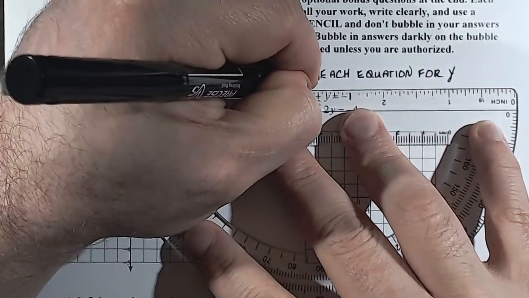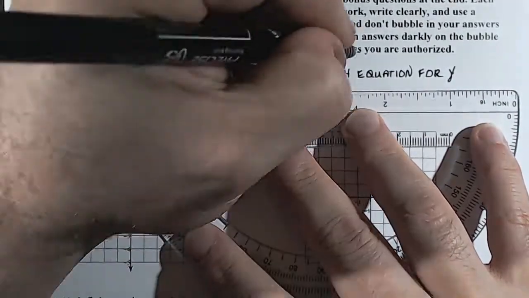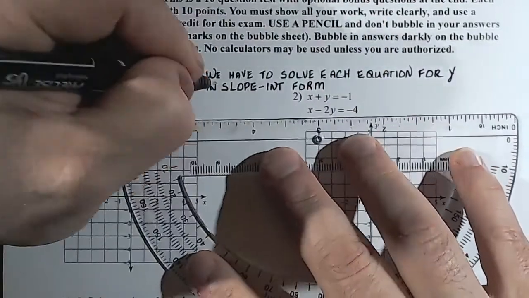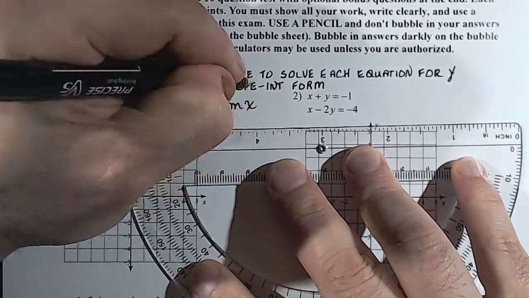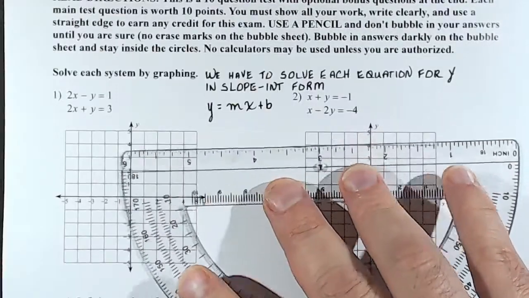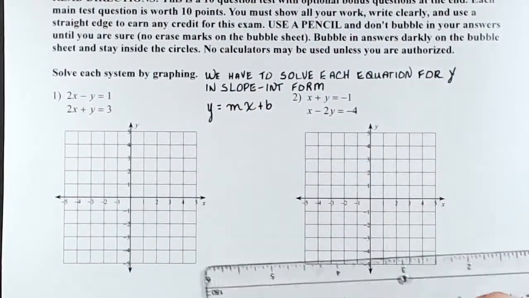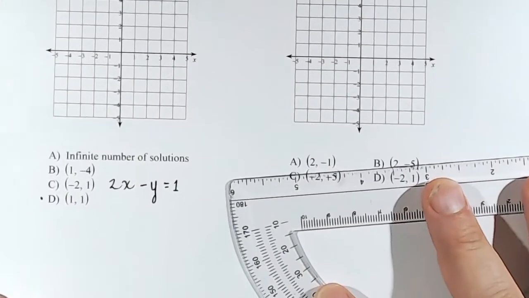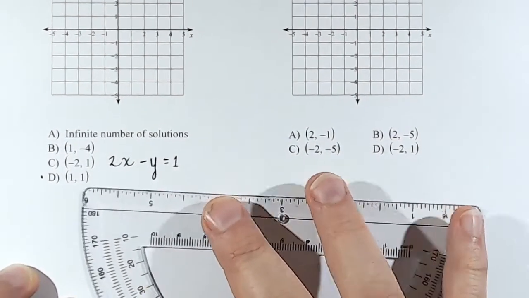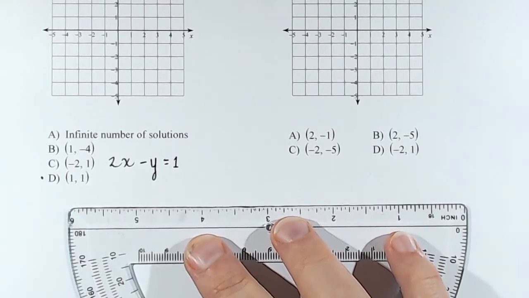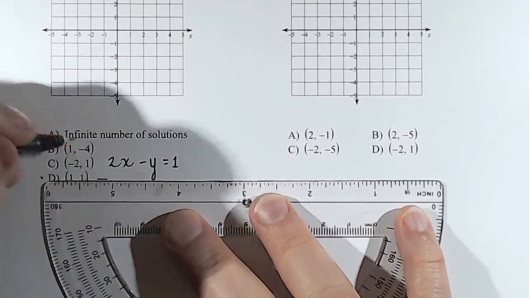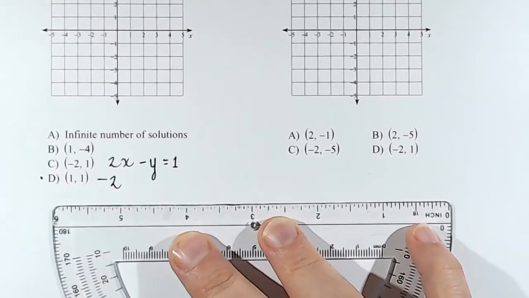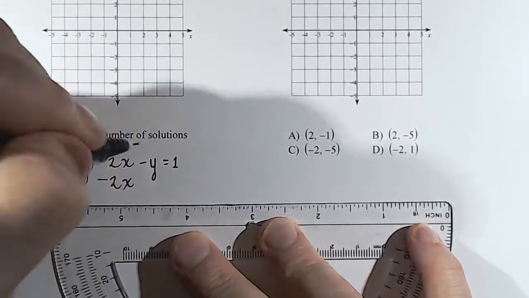Okay, so what is slope-intercept form? That's y equals mx plus b. Okay, so that's what we actually need to show. So let's go down here to that first equation in the system and solve it for y. The first thing I need to do is subtract 2x from both sides.